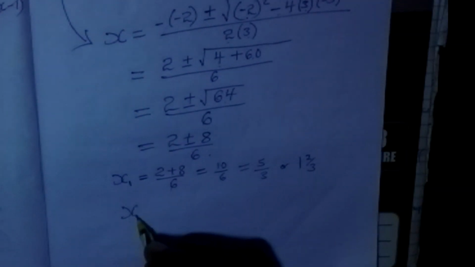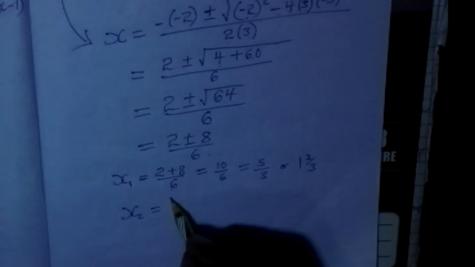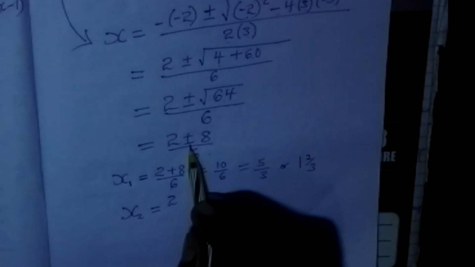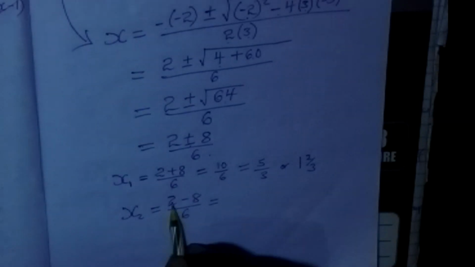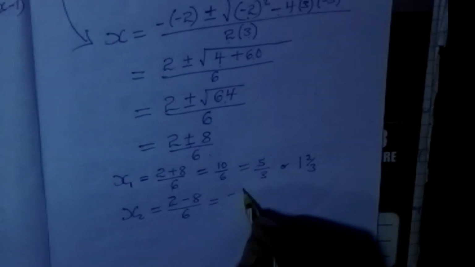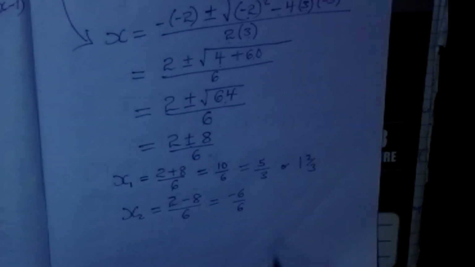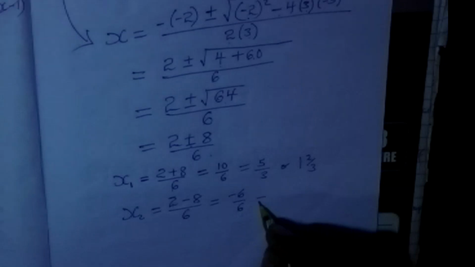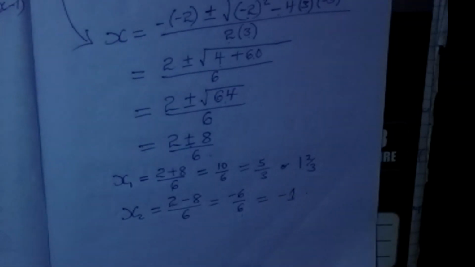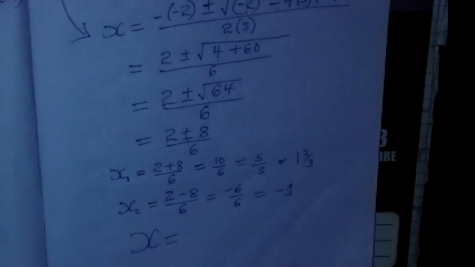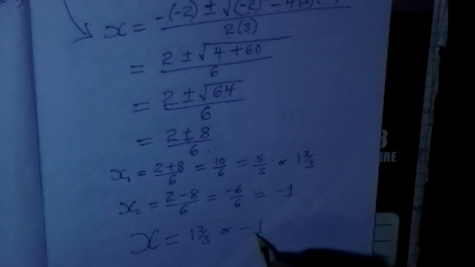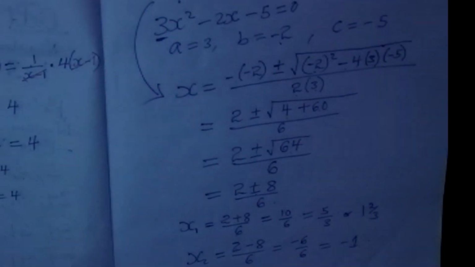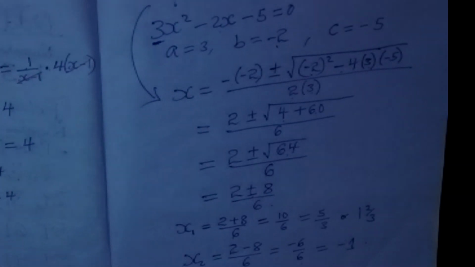The other solution is x2. In this case we take 2 minus 8 all over 6. This will be equal to 2 minus 8, that is minus 6 over 6. So divide by 6, 1 divided by 6, 1, we get minus 1. And therefore, the solution of x will be 1 and 2/3 or minus 1. So that's how we solve for x. Thank you.